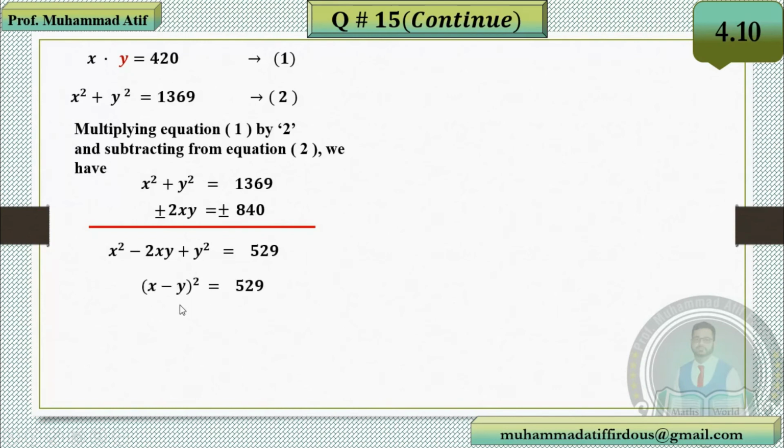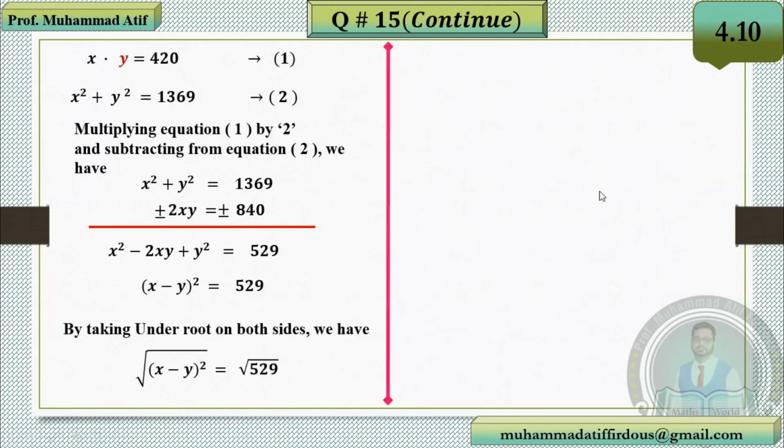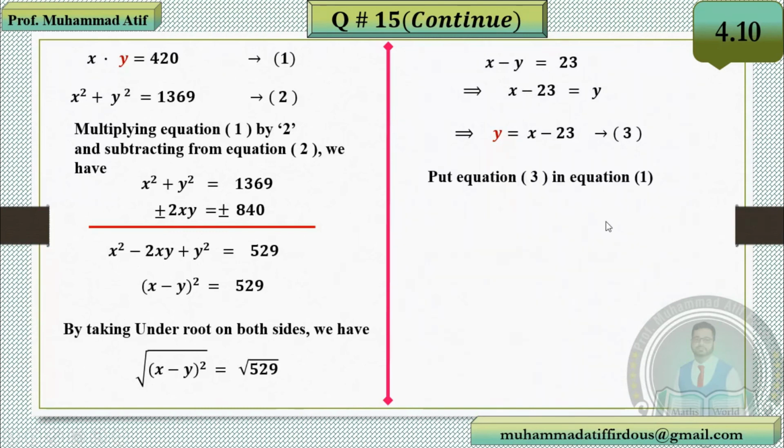On the left hand side you have your complete square. By taking the square root, you have x minus y is equal to the square root of 529, which is 23. So y is equal to x minus 23. Just put this equation 3 in equation 1. You can use your equation 2, but I am going to use equation 1, which is the simpler one. So x into this, multiply: x square minus 23x is equal to 420.